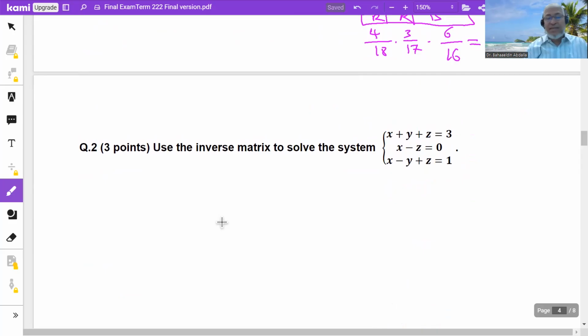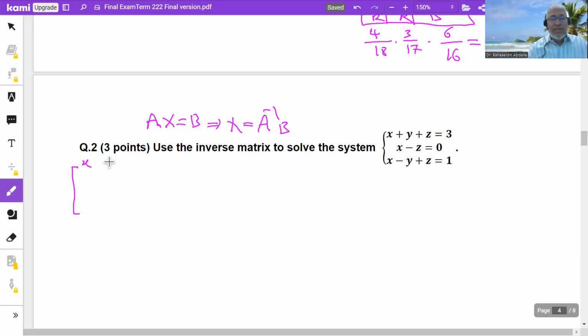Use the inverse matrix to solve this system. Well, the inverse matrix, the one he asked about in the multiple choice questions: if you have AX equals B, then X would be A inverse times B. So we can write this system in this form. What is A? A is the matrix of coefficients.